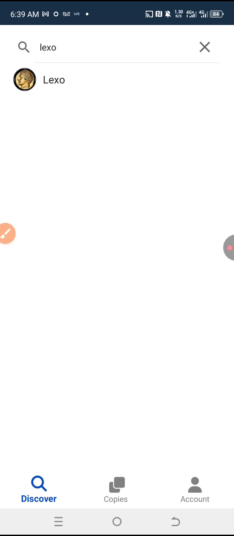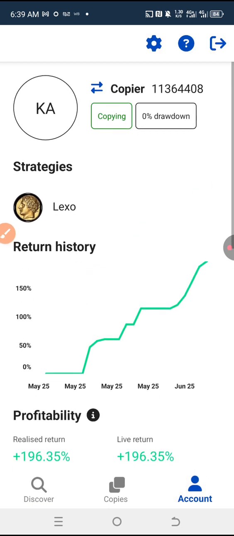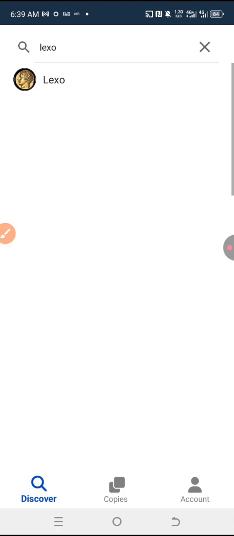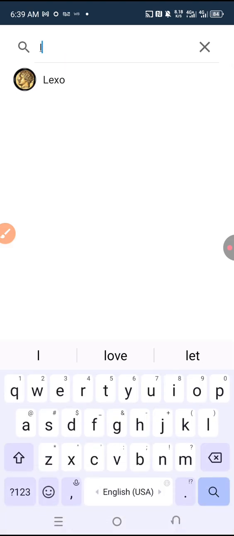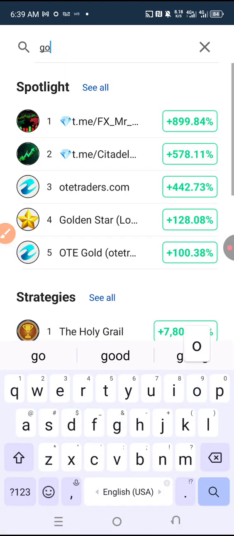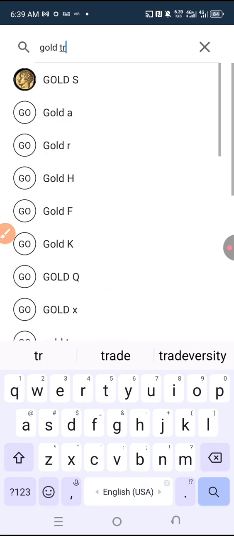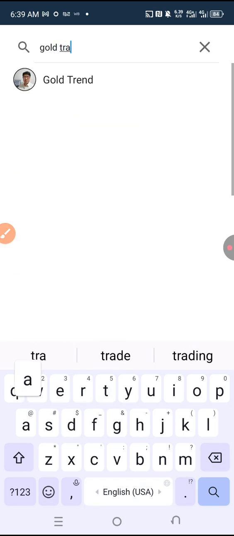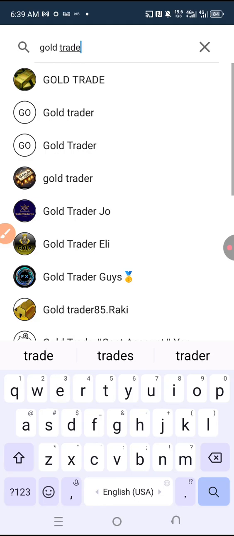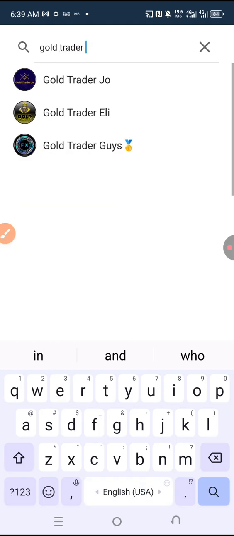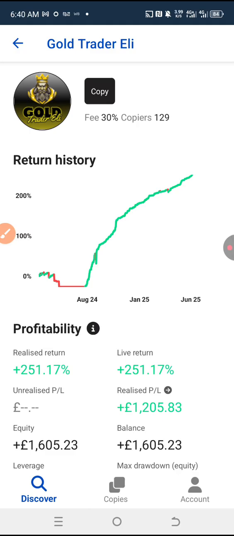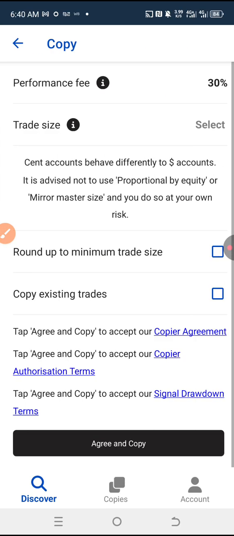So Lexo is on my list right now. So I'll go and add the same way. I'll go and add gold trader Heli. Okay, so I'm going to copy this guy because I have 10,000. So 5,000 is what I'm expecting to use on this, 5,000 on the other one.